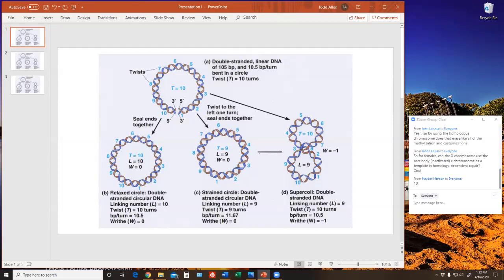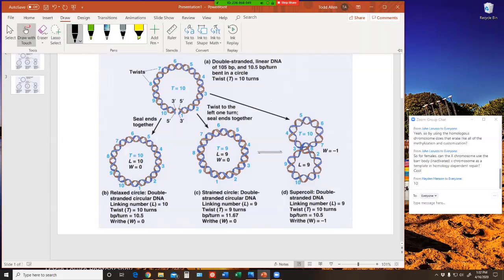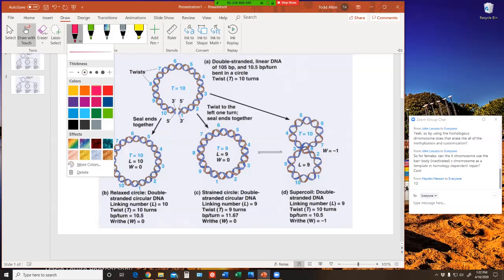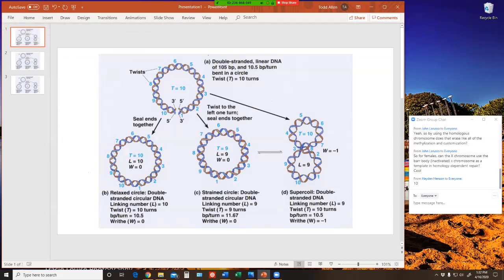Okay, let's take a look at this. If we start with picture A, right here we have double-stranded linear DNA, 105 base pairs long. That's what we put into your Word document. There are 10.5 base pairs per turn. That means that a characteristic of this DNA called the twist has in fact 10 turns in it. I can't ask you to do it since you don't have this at your house yet.